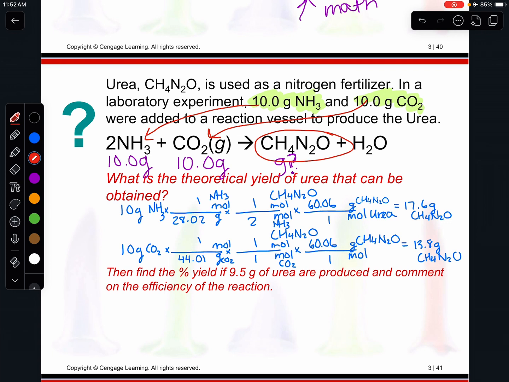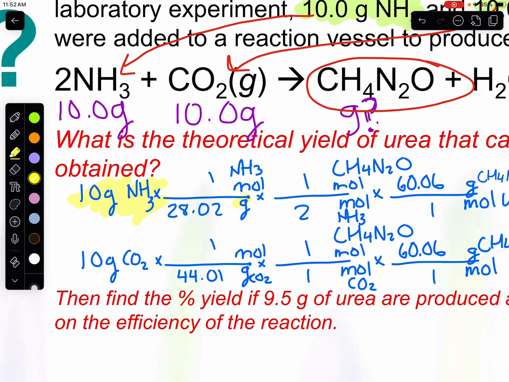Well, we can't do the theoretical yield calculation until we have figured out what is the limiting and what is the excess. So how do you do this? You are going to start out by doing two stoichiometry calculations. And if you need a reminder of how to do those, please refer to my stoichiometry video prior to this. But we start with our 10 grams of whichever one you choose to do first. I chose to do the ammonia.